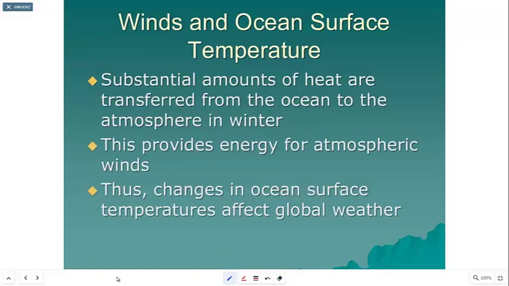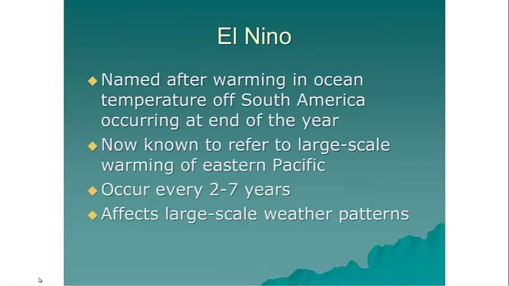So substantial amounts of heat are transferred from the ocean to the atmosphere in the winter. This provides energy for atmospheric winds. Thus, changes in ocean surface temperatures affect global weather. This is fairly new science. This is what we call the teleconnections. So how these sea surface temperatures are changing in various parts of the world, we're starting to figure out how it affects pressure patterns and how those changing pressure patterns can affect long-range outlooks for forecasting.